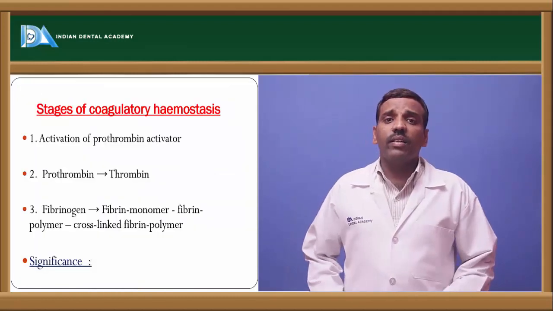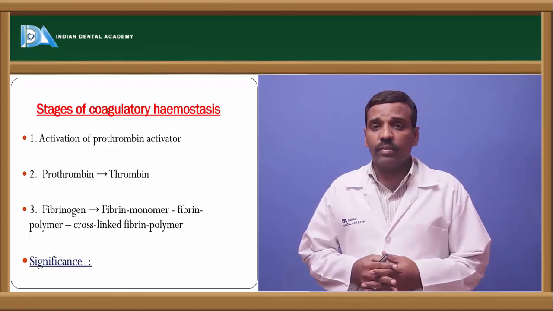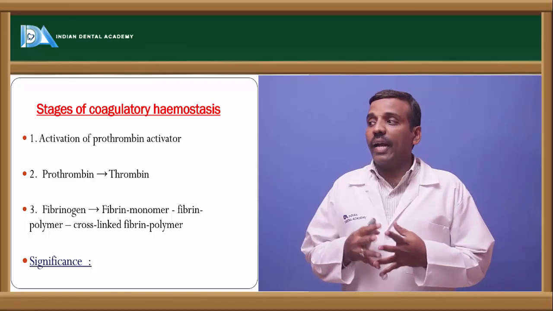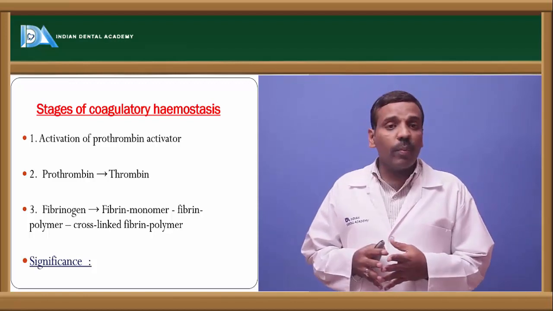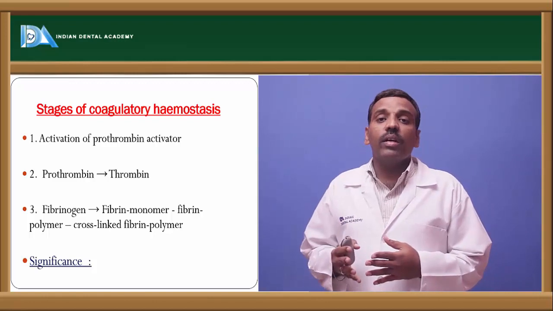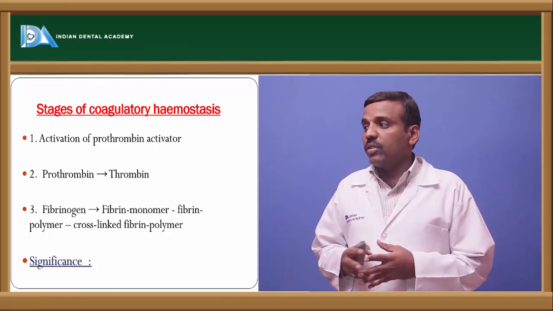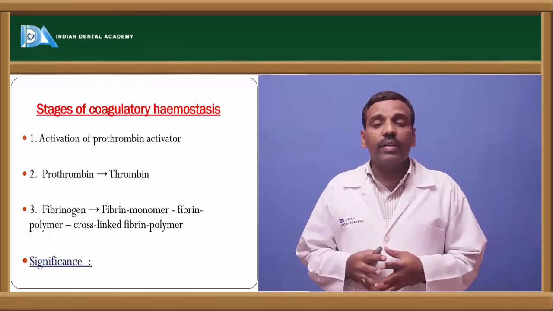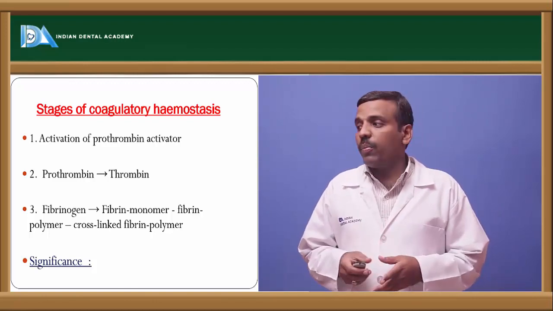If you see the summary of this coagulation process and hemostasis, it involves 3 stages, that is activation of the prothrombin activator, then the prothrombin converts into the thrombin in the presence of the prothrombin activator, and stage 3 is nothing but the fibrinogen converting into the fibrin in the presence of the thrombin. This is the coagulation process.